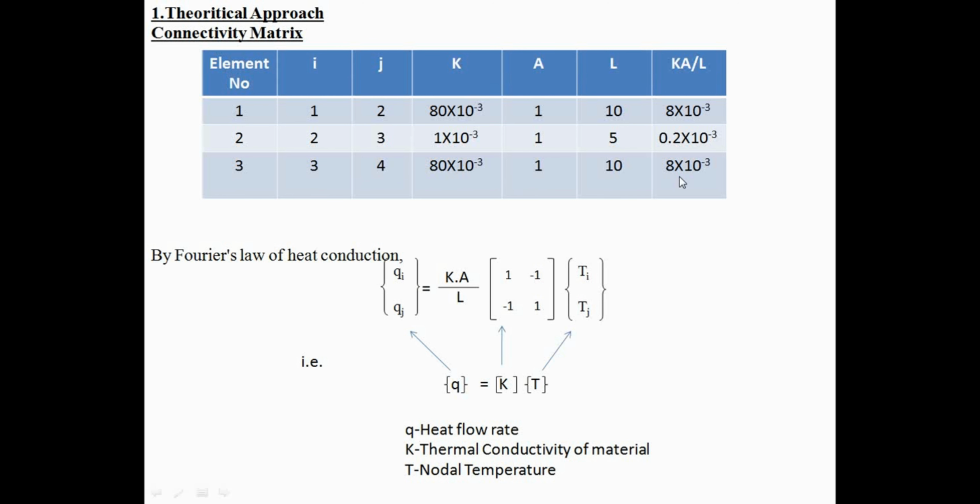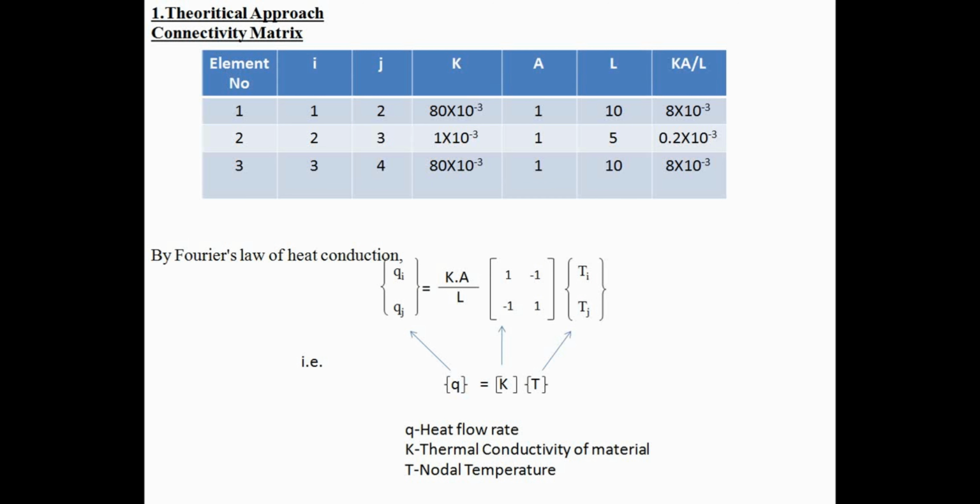So Ka divided by L will be 8 into 10 to the minus 3. We will apply Fourier's heat conduction law. This is a conduction problem. So the matrix [Qi, Qj] equals K upon L times the matrix [1, -1; -1, 1] times [Ti, Tj], that is the nodal temperature matrix. So there are three elements.